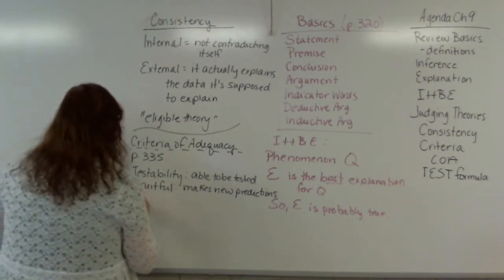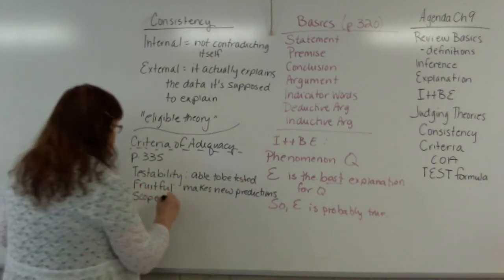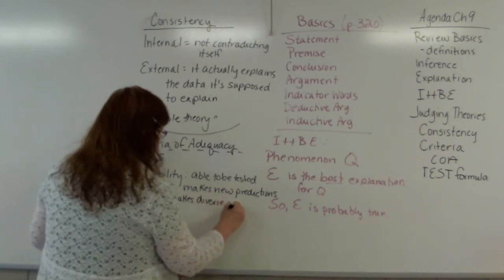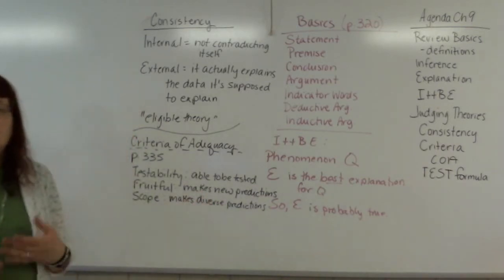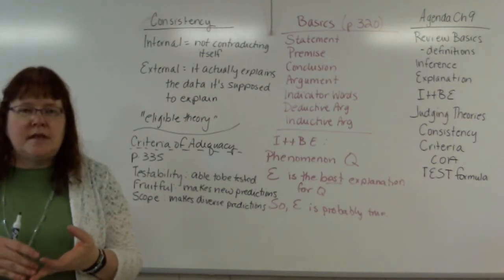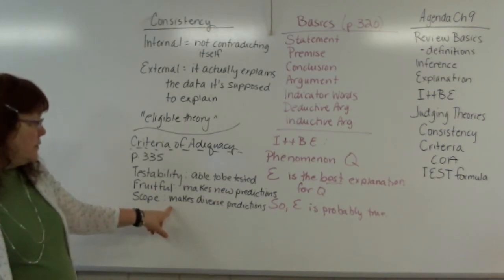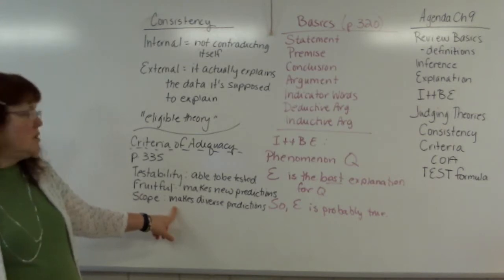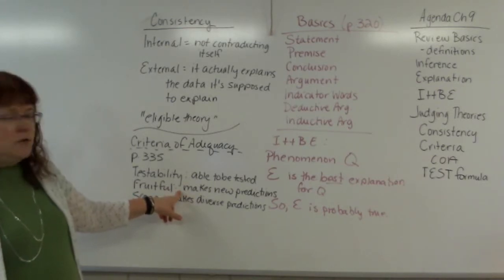Then we have the scope of the particular theory. This makes different, okay, diverse predictions. And diverse means different, right? So under different situations, in different environments, different modes, we're going to look at this thing's scope. And the more diverse predictions it can make, the better the theory is, the more likely it is to be true. The more new predictions it makes, okay, the more likely it is to be true, or the best one.